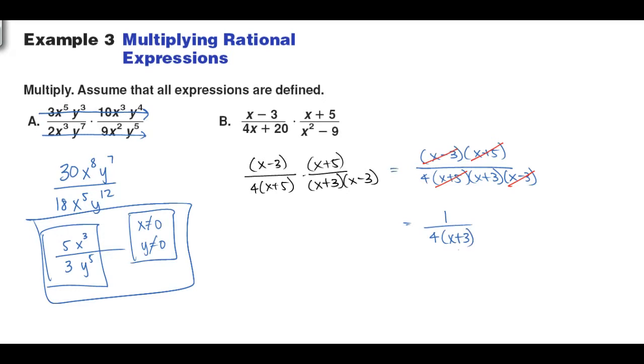You could multiply that back together if you want. I choose not to, but I've seen people do it. I've seen them write 4x plus 12 because they think it looks prettier, and that's fine with me too. So there's your answers and what is not allowed.